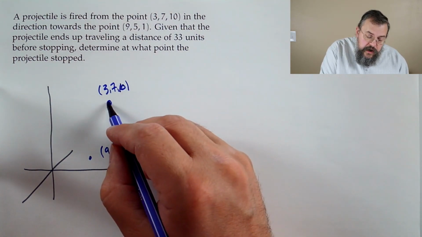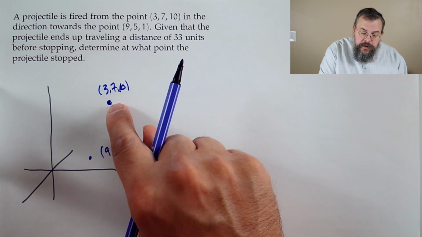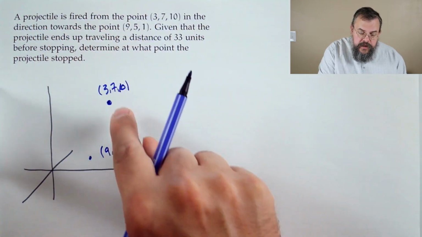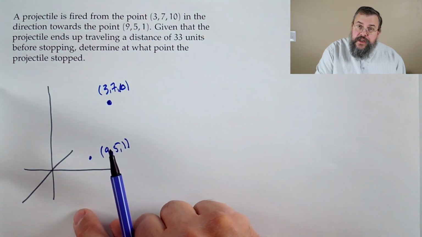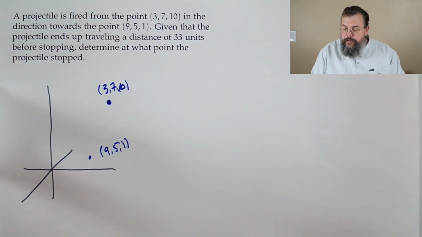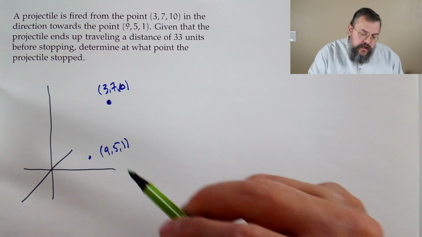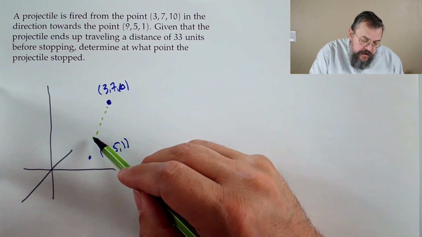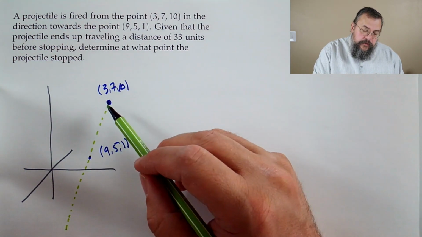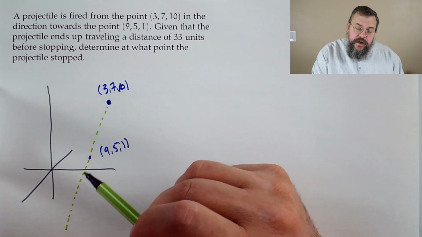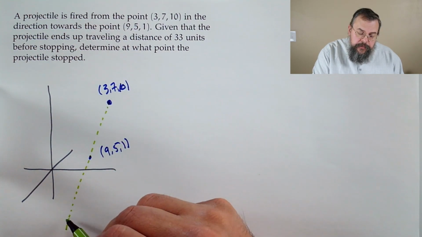So we're starting from here. See, that's where we start. A projectile is fired from. So we're coming out from here, and we're going to move in that direction. So what's happening is, picture-wise, the projectile is traveling somehow along this path right here. Now, that's the path on which it travels. The question is, where does it stop?